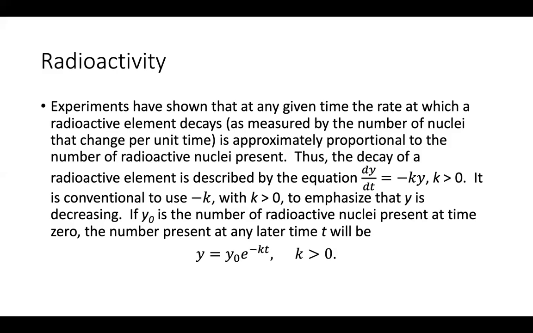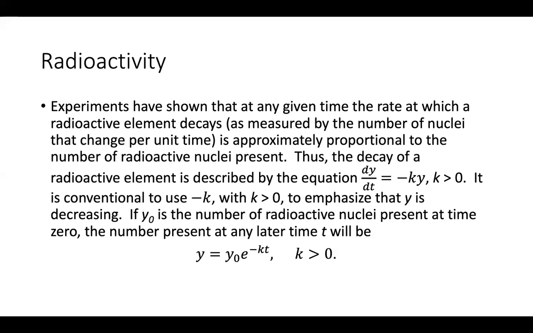All right, continuing with section 7.4, let's talk about radioactivity. Experiments have shown that at any given time, the rate at which a radioactive element decays, as measured by the number of nuclei that change per unit of time, is approximately proportional to the number of radioactive nuclei present.